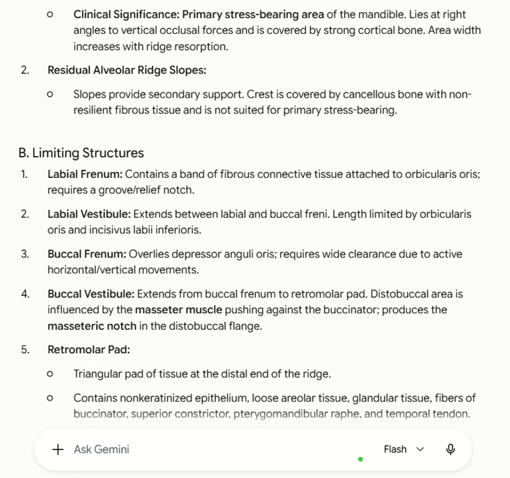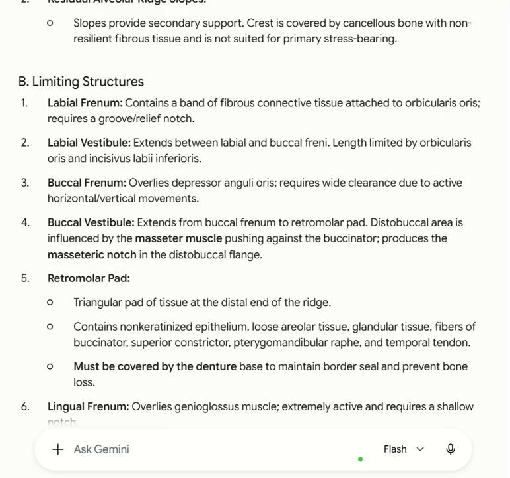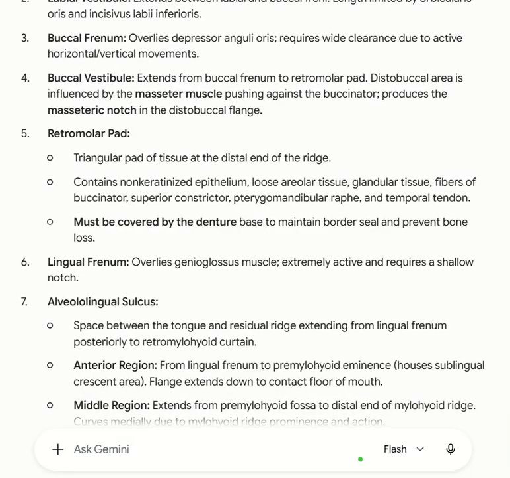B. Limiting structures. Labial frenum contains a band of fibrous connective tissue attached to orbicularis oris, requires a groove or relief notch. Labial vestibule extends between the labial and buccal frena. Length is limited by orbicularis oris and incisivus labii. Buccal frenum, with depressor anguli oris, requires wide clearance due to active horizontal and vertical movements. Buccal vestibule extends from the buccal frenum to the retromolar pad. Distobuccal area is influenced by the masseter muscle pushing against the buccinator, producing the masseteric notch in the distobuccal flange.